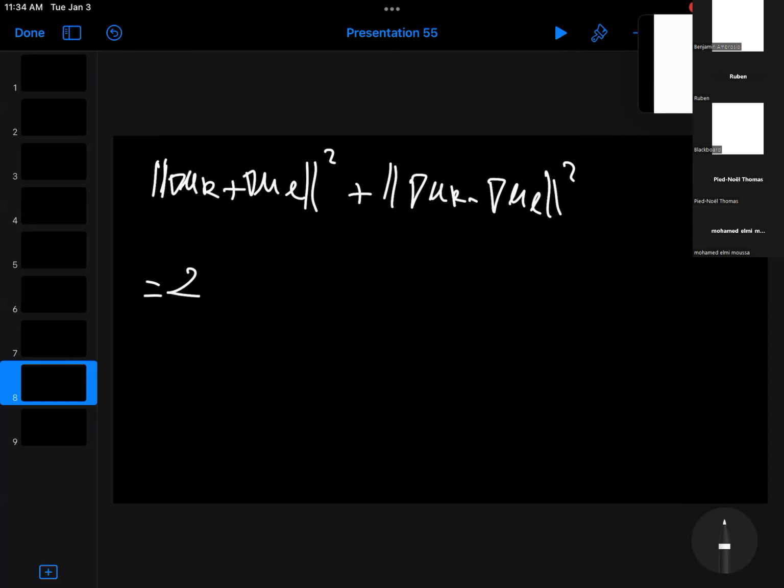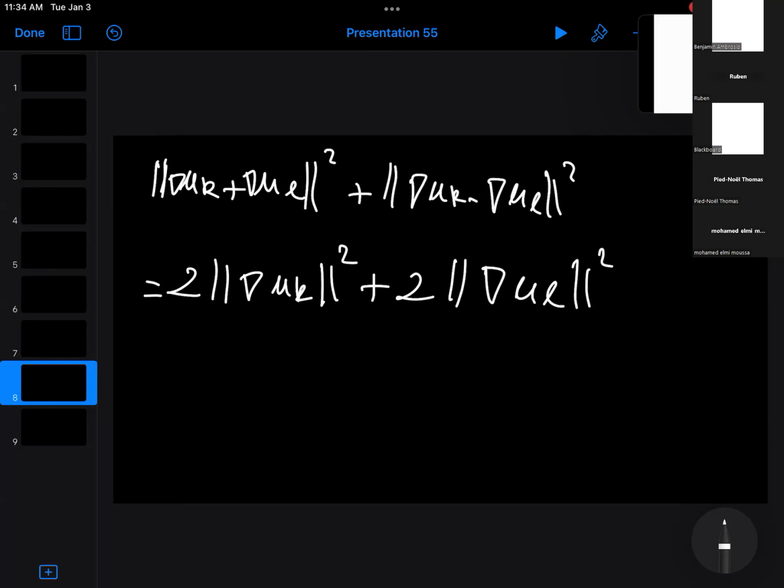So I will obtain 2. I will obtain that. Okay. Because this norm is associated with a scalar product, you will have a scalar product of grad UK, grad UL, and then minus grad UK, grad UL. So things will cancel out, but you will remain with these things. Okay. I let you do the details of it. All right. So I want an estimate on that.